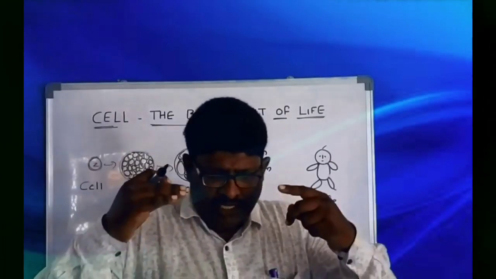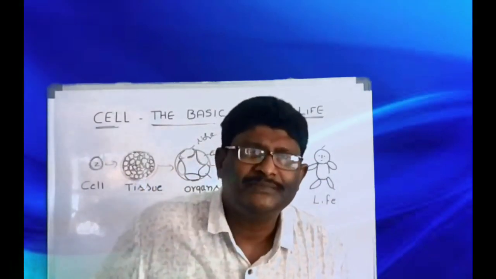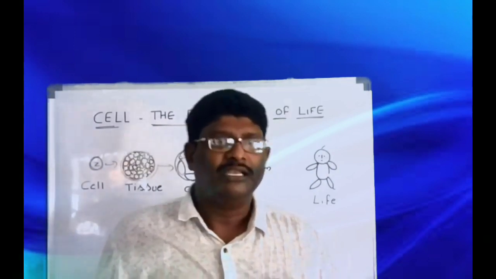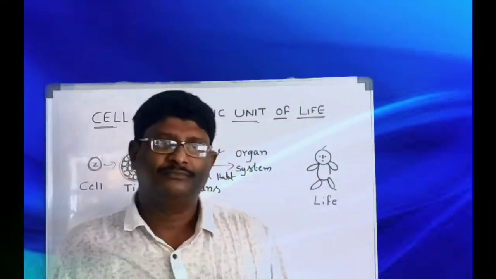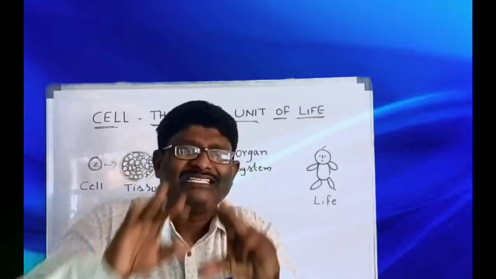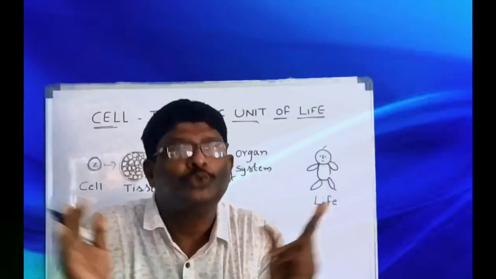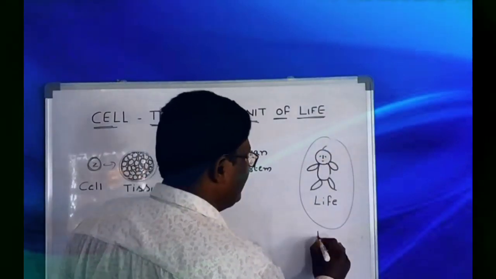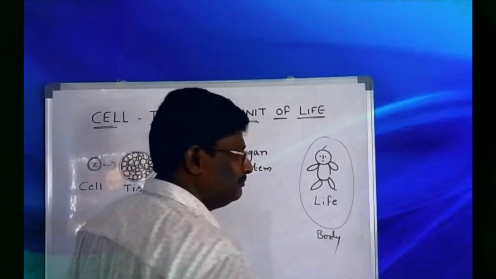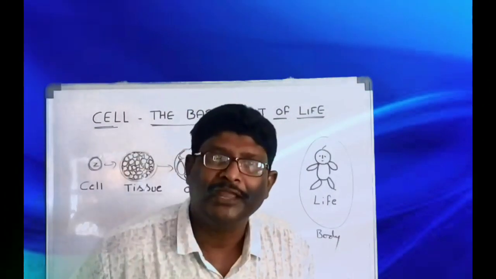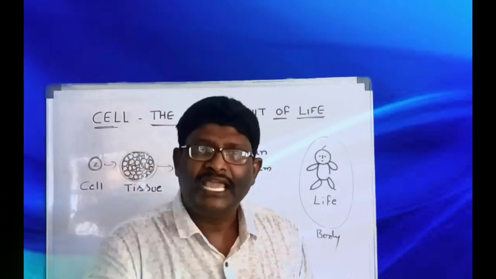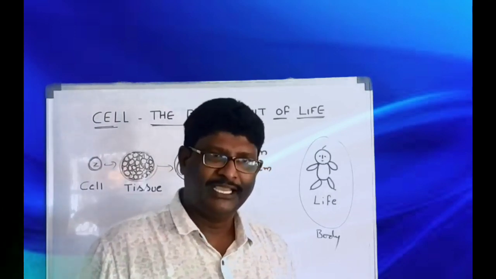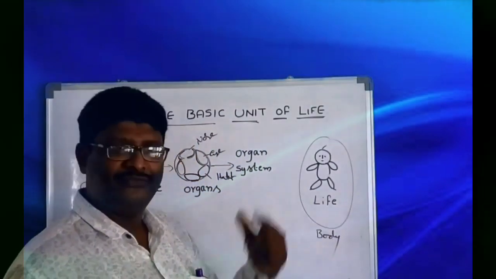So, when all the organ systems are formed, for example, respiratory system, reproductive system, circulatory system, nervous system, digestive system, these all systems gather together and form a body. Body means not a dead body. That body has life. Is it right? Body means life.